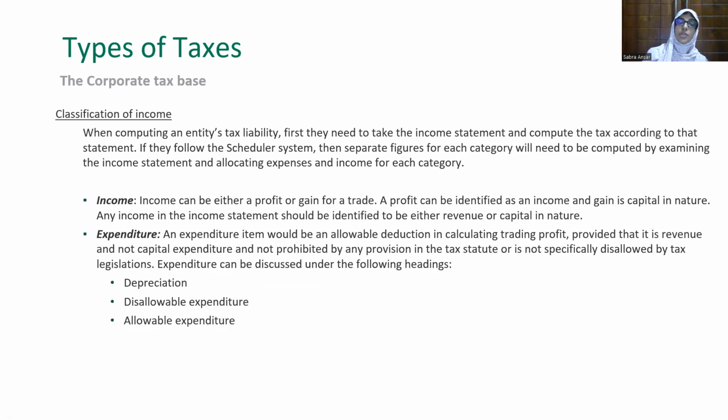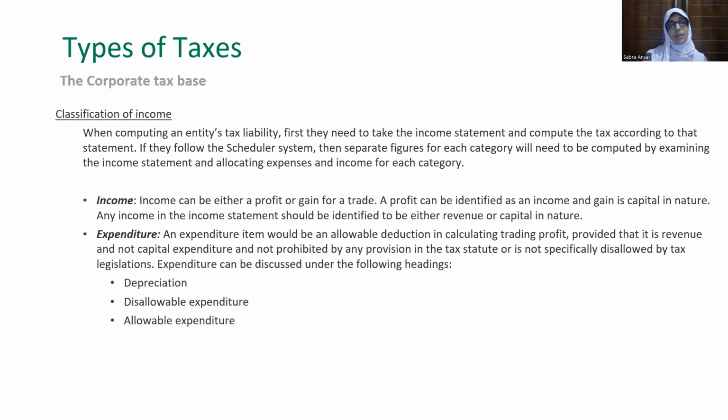Moving on, we are going to talk about the classification of income. When computing an entity's tax liability, they take the income statement and compute the tax according to the statement. They follow a schedular system where the separate figures of each category are computed by examining the income statement and allocating expenses and income to each category.